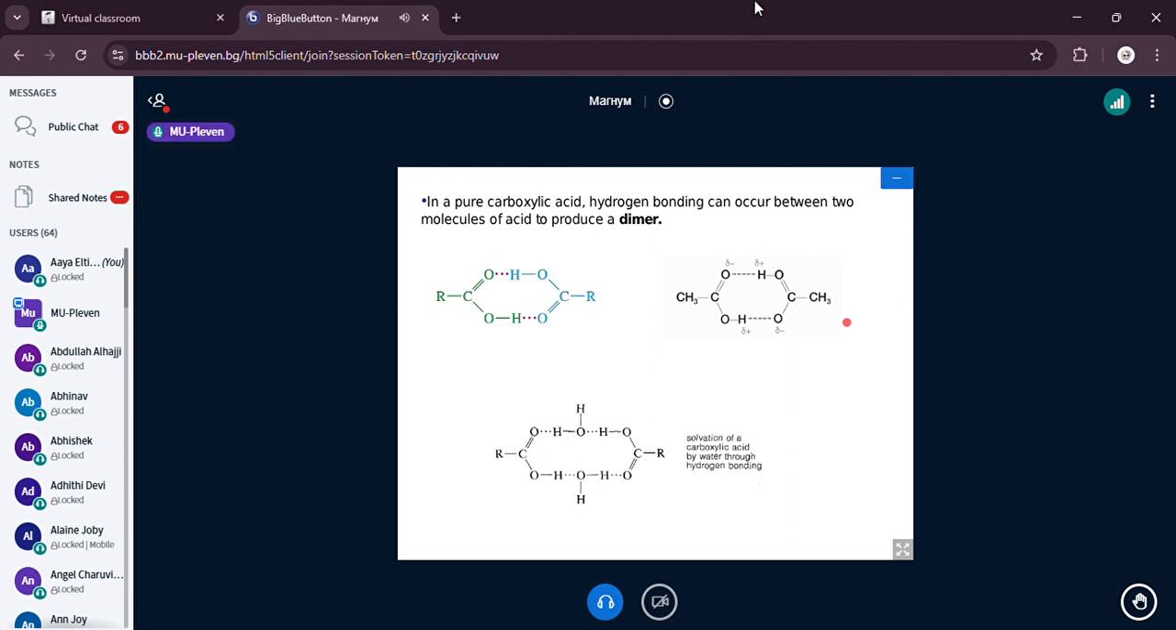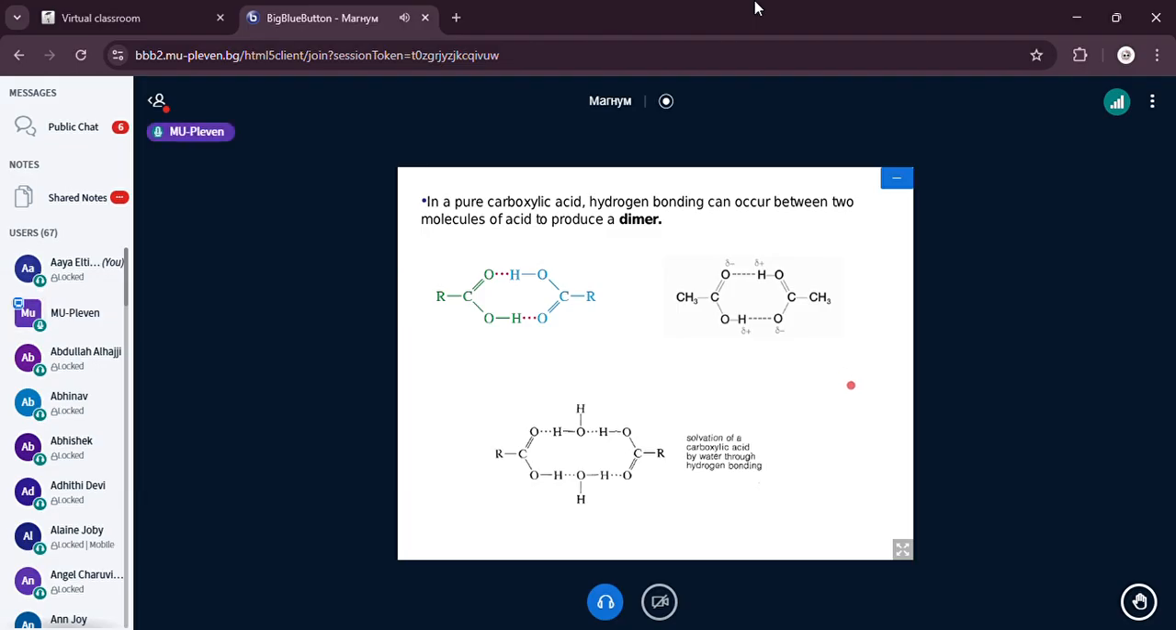Low molecular carboxylic acids such as methanoic, ethanoic acid, even in gaseous state, can form two hydrogen bonds between two molecules which are named dimers. And here the dimer structure is shown between two carboxylic acids. Same dimeric structure between molecules of ethanoic acid, of acetic acid.